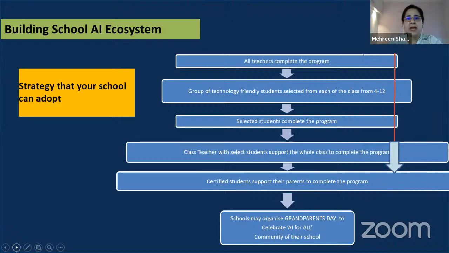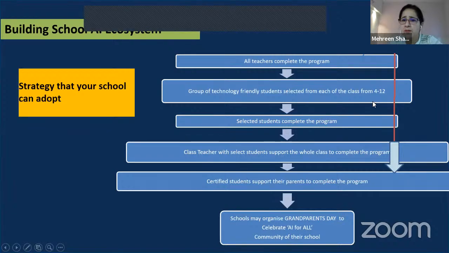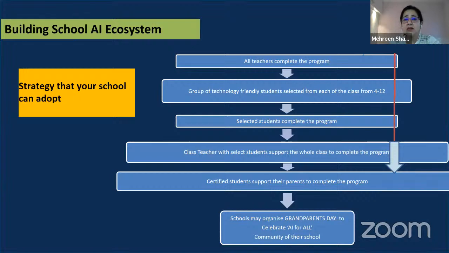So this is just a plan. All teachers complete the program; a group of technology-friendly students is selected from each of the classes from 4th to 12th; selected students complete the program; the class teacher, with the selected students' support, whoever were selected by the teacher, can make the entire class complete the self-learning module. So now I've given you the path. This way you can plan stage-wise, but be quick in doing it, because now we're just catching up with this. The more schools, the better it is.